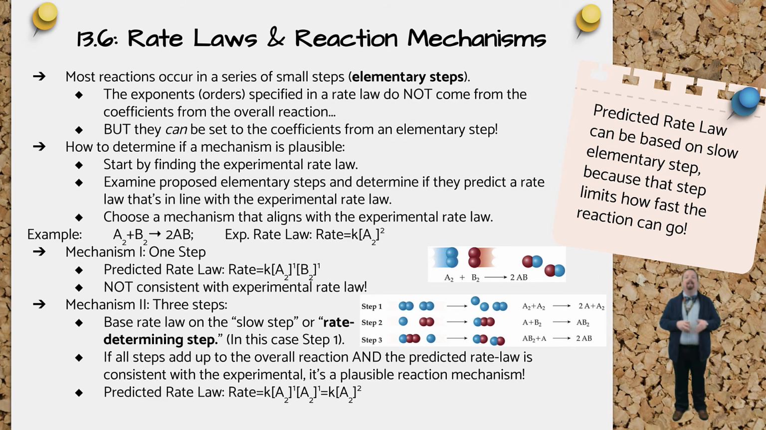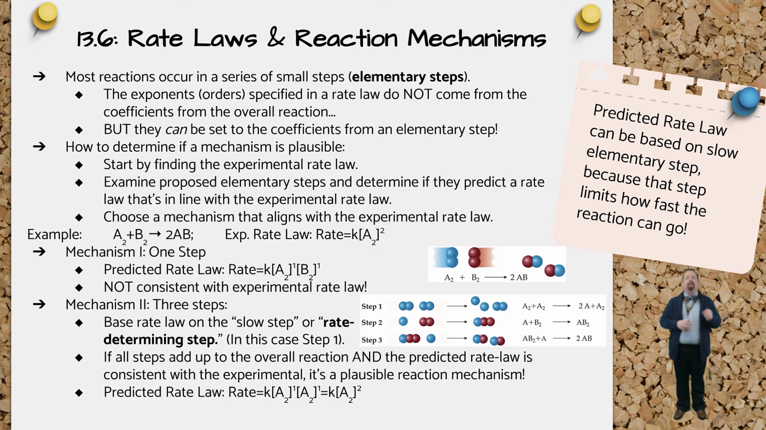They occur in a series of smaller reactions known as elementary steps. We also know that the exponents in our rate law cannot come from the coefficients of our overall reaction, simply because that overall reaction does not represent how the reaction takes place. We can, however, use coefficients from an elementary step to predict a rate law.